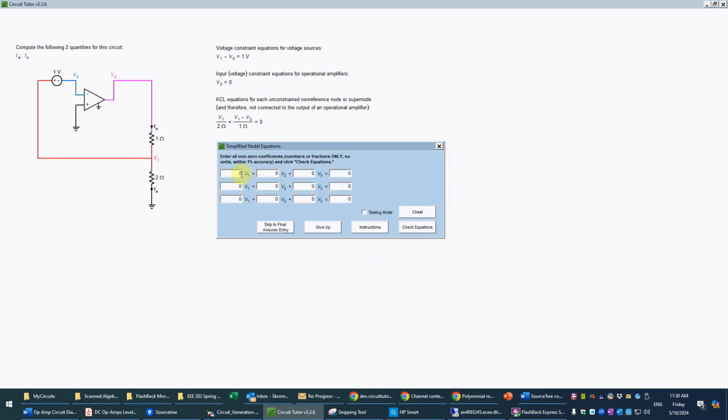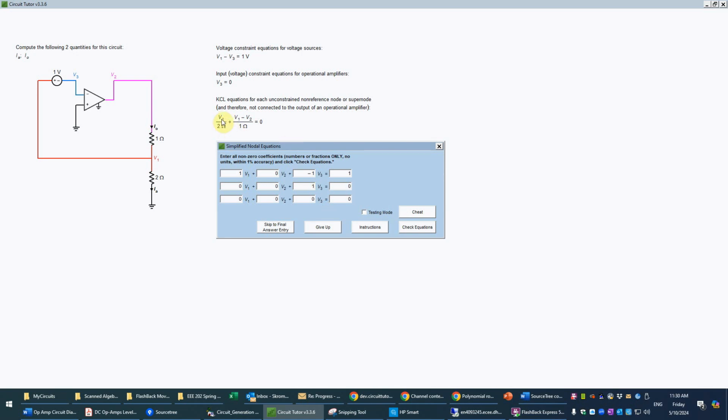And first of all, we have V1 times 1 minus 1 times V3 is equal to 1 volt. So that's our first equation here, with its coefficients. V3 is 0, so we could put 1 or really any number times V3 is equal to 0.